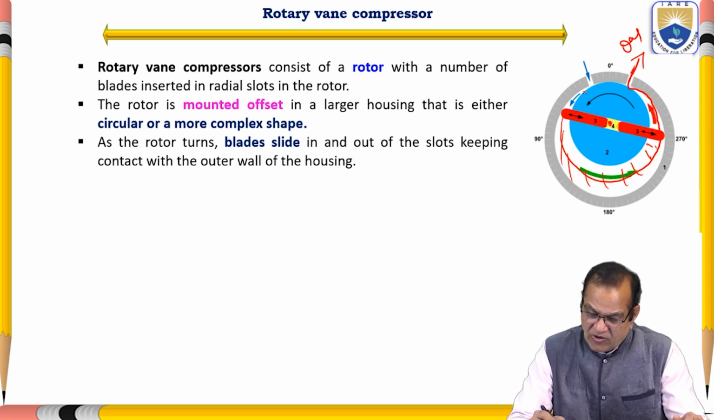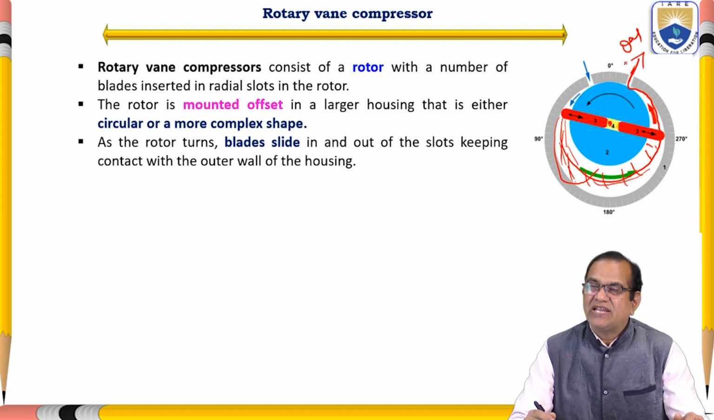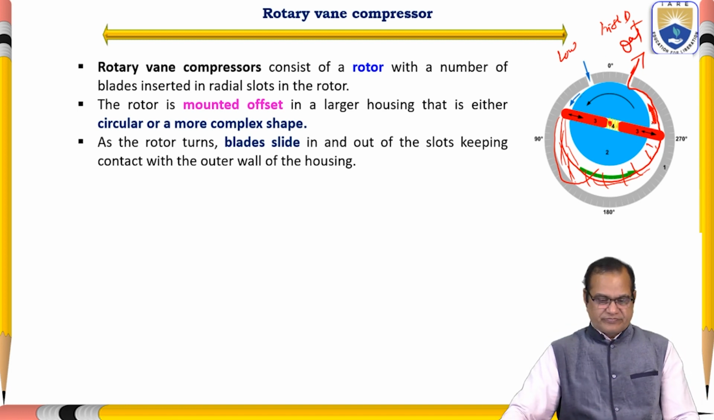Here is the inlet. From here, air is entering. The volume is increased, but the air keeps on getting trapped. This much volume will be reduced to this much, and the volume reduction will increase the pressure. Here you will get the high pressure. Here it is low pressure, shown by the red.